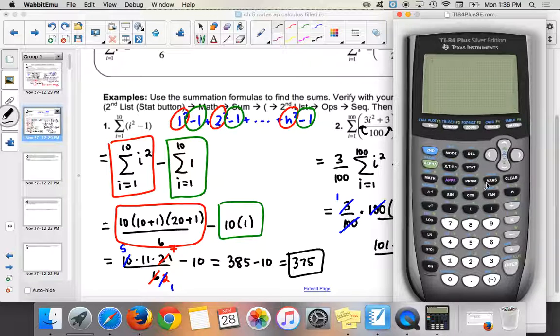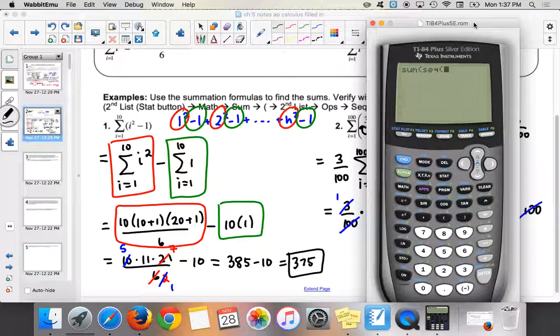So I'm going to do second, list. I'm going to go over to math, and I'm going to do the sum. So hit enter, and it gives us sum and then a parenthesis. I'm doing it up here on the screen, guys. It's the stat button, over by the cursor. Then I'm going to go back in there, and again do second, list, the stat button. I go over to ops, and I go down to sequence, because I'm finding the sum of a sequence.